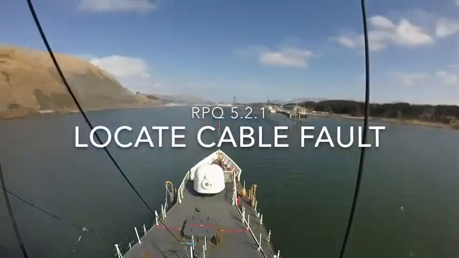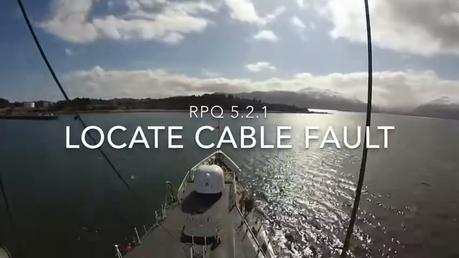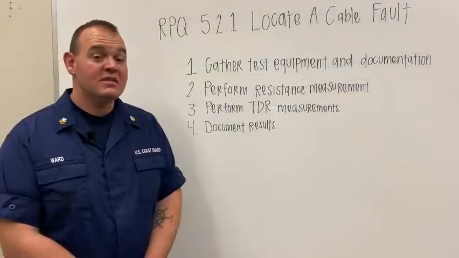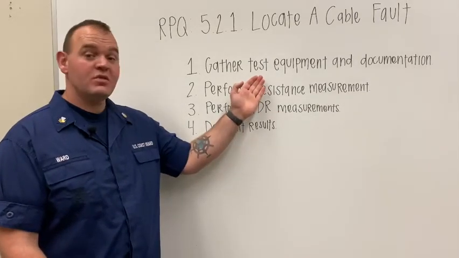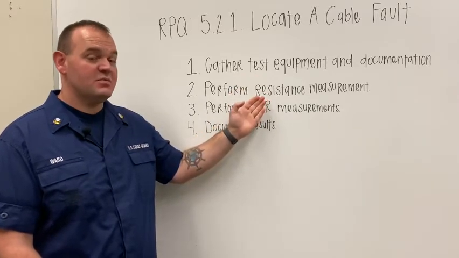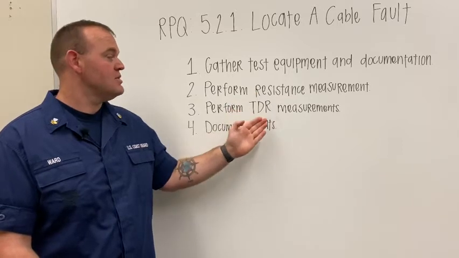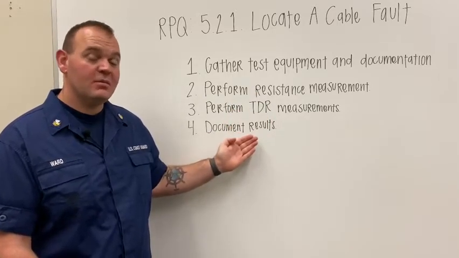And this is a supplemental video tutorial for electronics technician rating performance qualifications. You can complete this RPQ in 4 easy steps. Step 1, gather your test equipment and your documentation. Step 2, perform your resistance measurement. We're going to be doing that with a megger. Step 3, performing TDR measurements. Step 4, documenting your results.